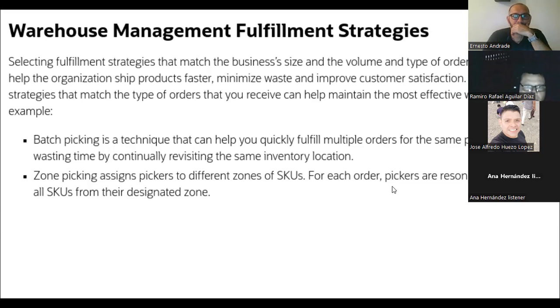Zone picking assigns pickers to different zones of SKUs. For each order, pickers are responsible for picking all SKUs from their designated zone. So that means that if you have separated that for SKUs, that is unique numbers, unique items that you are going to have in the warehouse, it's going to be easier for you to go and check into those things. I mean, it's going to be easier for you to manage everything inside of the warehouse and do many other things on the movements back and forth. Good, do you have any question?